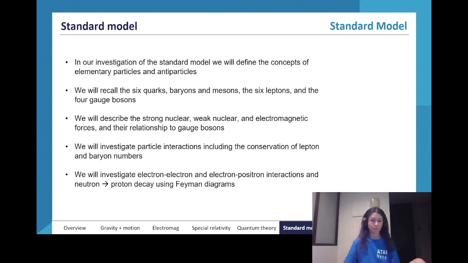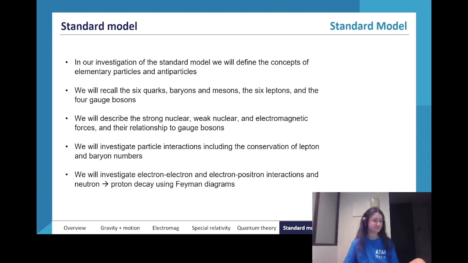We're going to describe the 4 different forces, the strong nuclear, weak nuclear, and electromagnetic forces, and how they influence gauge bosons. The other one is the force of gravity, but we don't go into it with the standard model because it's not as relevant. It's a very weak force. Sorry, gravity, you're very weak.